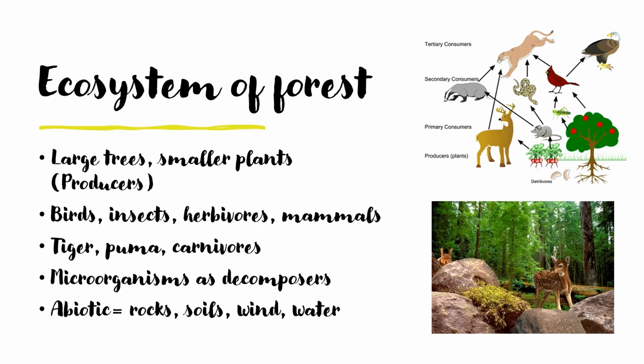And then we have the consumers, starting with birds, insects, herbivores, and small mammals. And then we have tiger and puma as the secondary consumers and tertiary consumers. And we have also decomposers. Decomposers are mostly microorganisms. The ecosystem also has abiotic factors like soil, wind, and water.